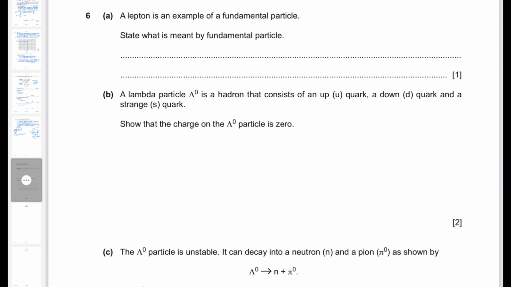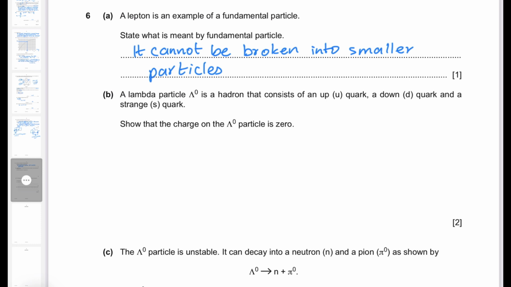Question 6a. A lepton is an example of a fundamental particle. State what's meant by fundamental particle. This is a particle that cannot be broken down into smaller particles. An example would be electron.